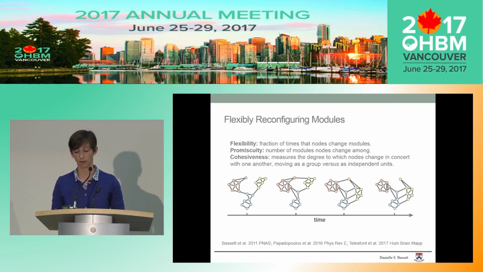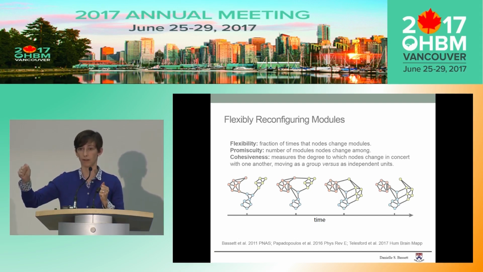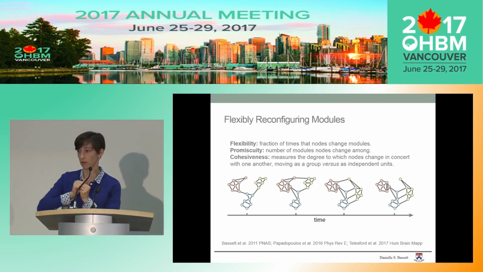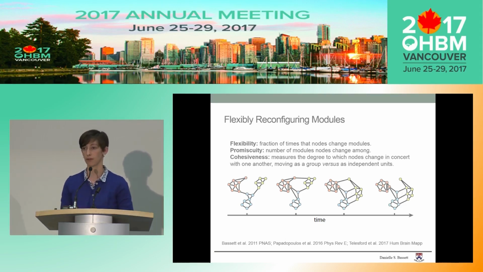So the second statistic that we quantified is promiscuity, which is the number of different modules that a node associates with. And then finally, we also defined this measure called cohesiveness, which asks the question of, is a brain region moving to a new module all by itself, no other nodes are coming with it, or is it moving in concert with several others? So let's say you have a single brain region. Is it moving by itself to a new community, or does it have 2 or 3 other nodes in its community that are also moving to a new community? If you're moving collectively with other nodes, that's a cohesive movement, and so we can measure that.